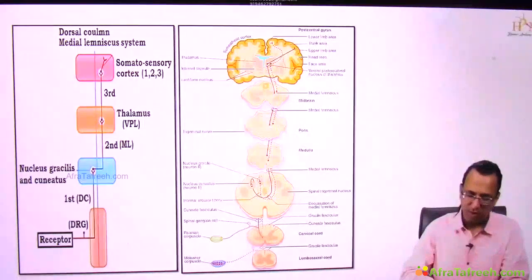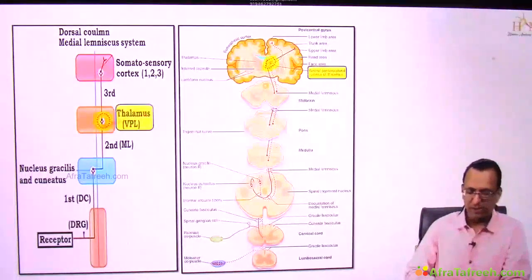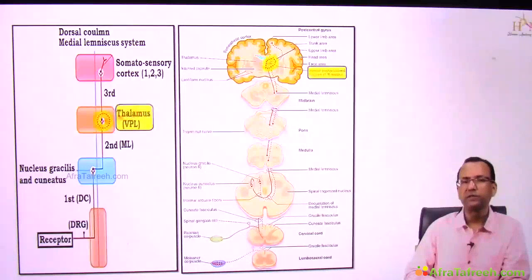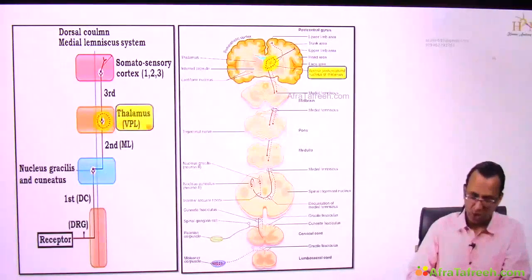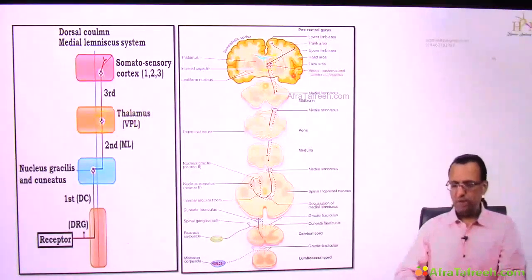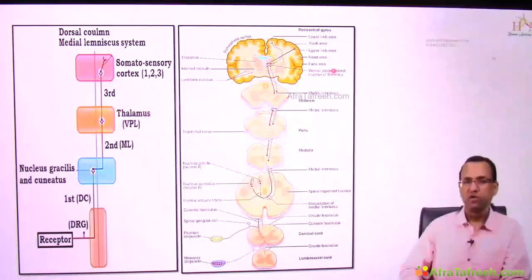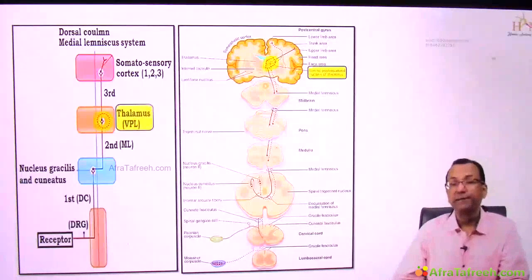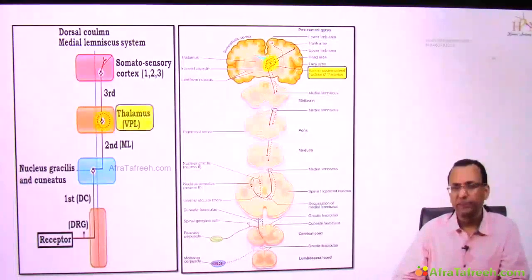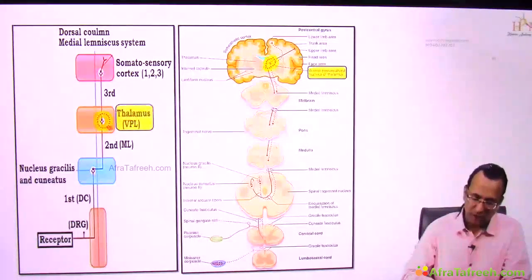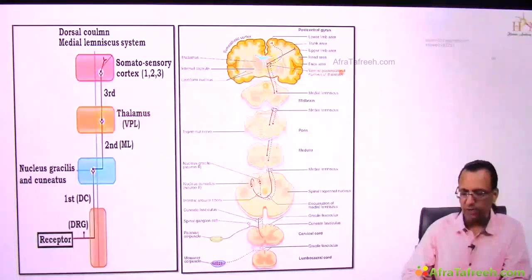In the third order neuron, thalamus. Now if you say thalamus has the third order neuron, which nucleus? If you remember, we have discussed earlier VPL. What is VPL? Ventro-posterolateral nucleus of thalamus, receiving sensation of the body, upper limb, lower limb, trunk region. So the third order neuron is in the thalamus, in the ventro-posterolateral nucleus.